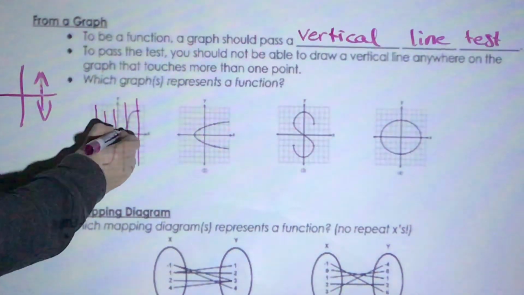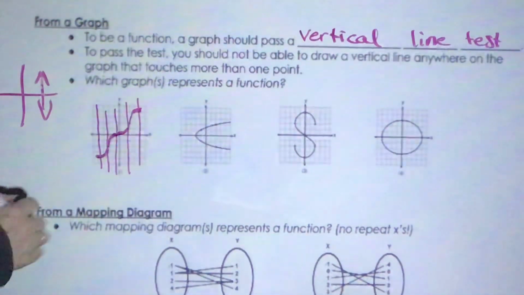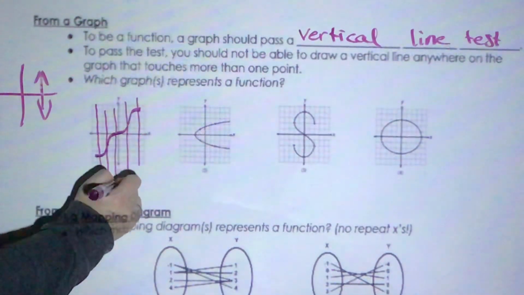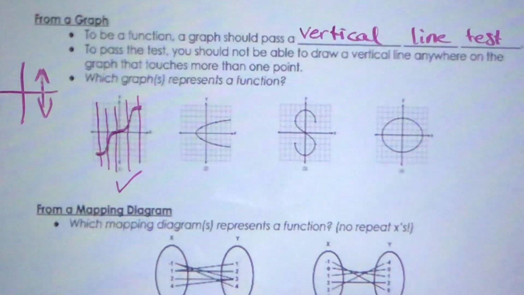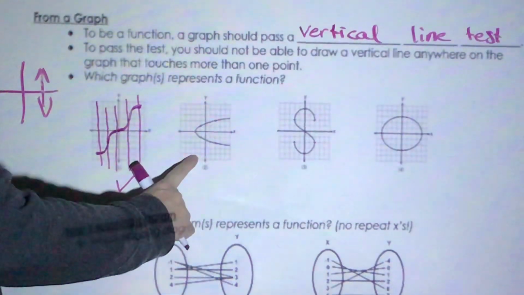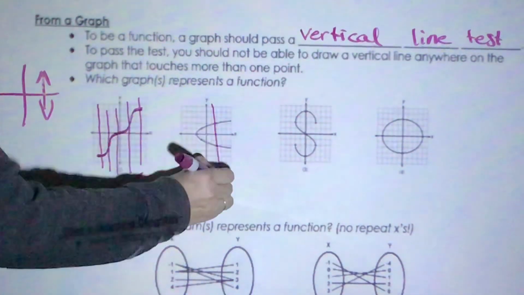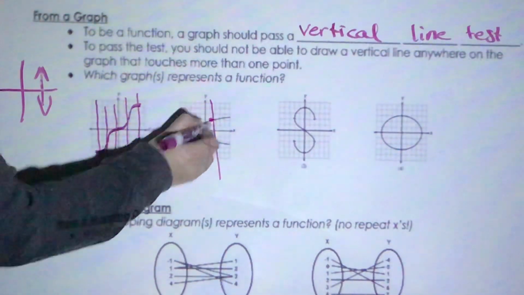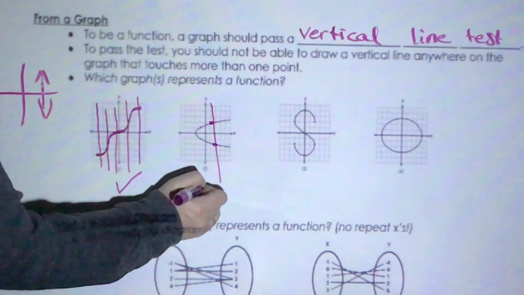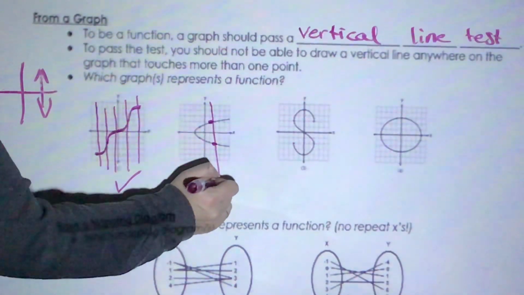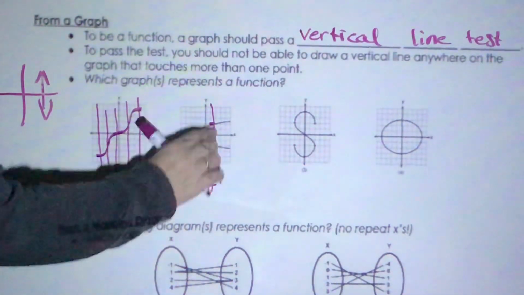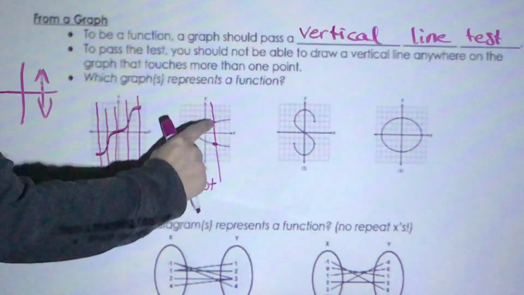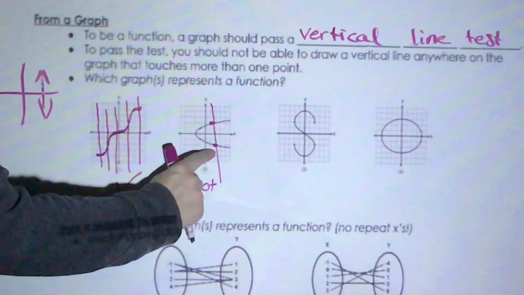So this is the graph, that little curve. If we draw lines up and down, we'd never hit more than one point. So yes, this is a function. If I come to my next graph, if I draw a line up and down here, I hit this point and I hit this point. This is not a function because that means that the x numbers repeated and gave different y's. So when x was 2, it was here and it was also here.